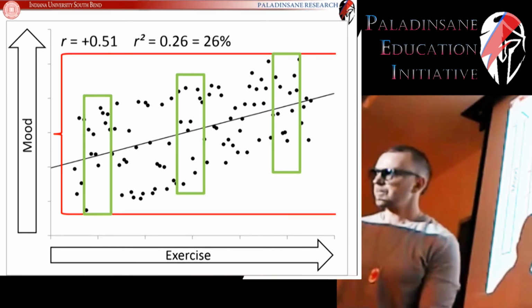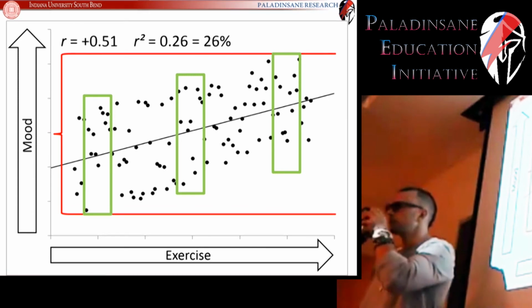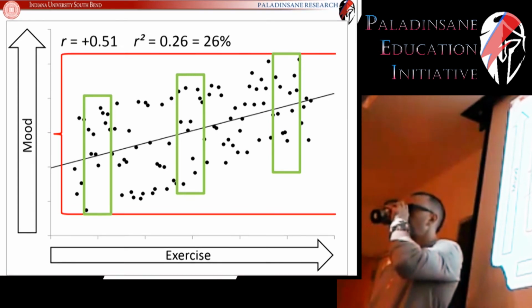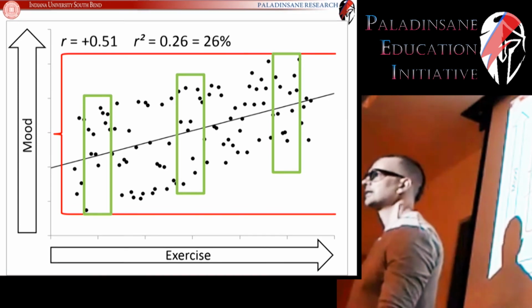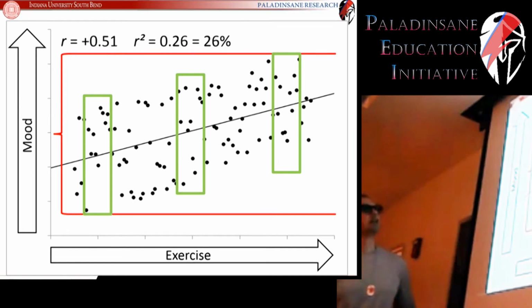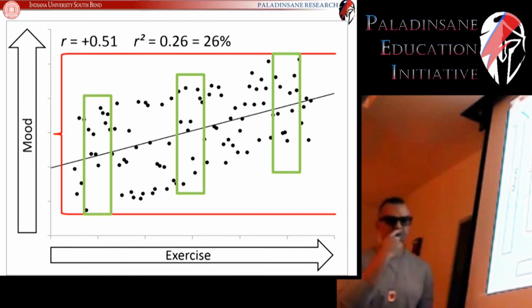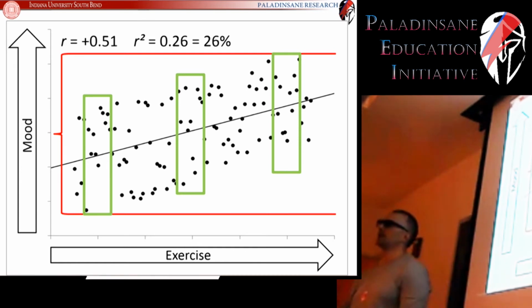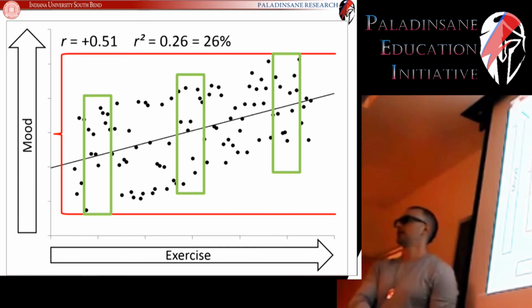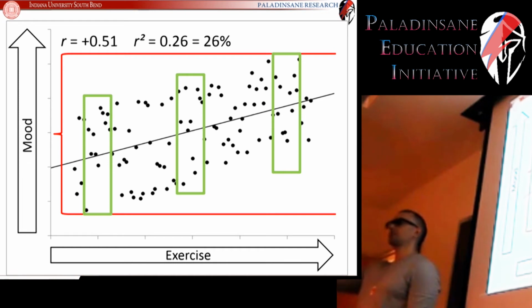Yep? So the effect size is the 26%? Yes. It's the 26%. Okay. And what was, oh yeah, so the 74% is how much uncertainty is left. Okay. The effect size is how much has it been reduced.